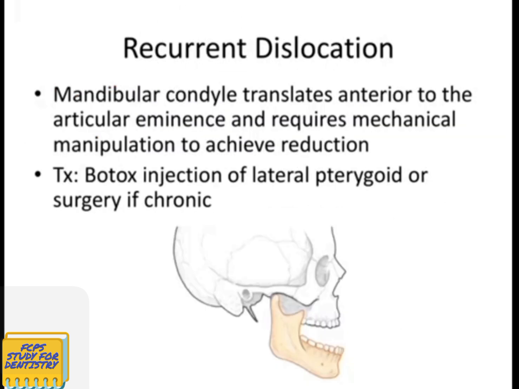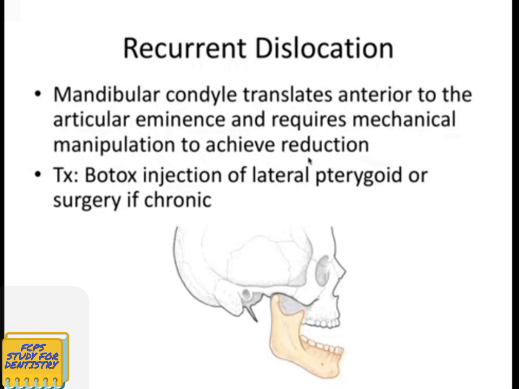So next we have recurrent dislocation. So dislocating your jaw can occur. This is rare, but if you're cheering really loud at a baseball game and you're opening your jaw up really, really wide, and the condyle translates so far forward that it gets stuck in front of the articular eminence instead of returning back to its fossa. So, in other words, the mandibular condyle translates anterior to the articular eminence and requires mechanical manipulation to achieve reduction.